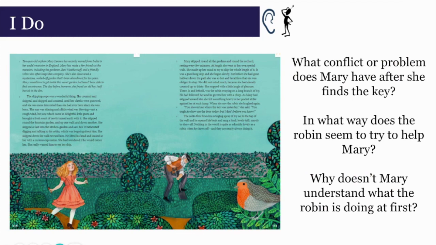Let's get started. Let's look at our focus questions for today. What conflict or problem does Mary have after she finds the key? In what way does the robin seem to try to help Mary? Why doesn't Mary understand what the robin is doing at first?